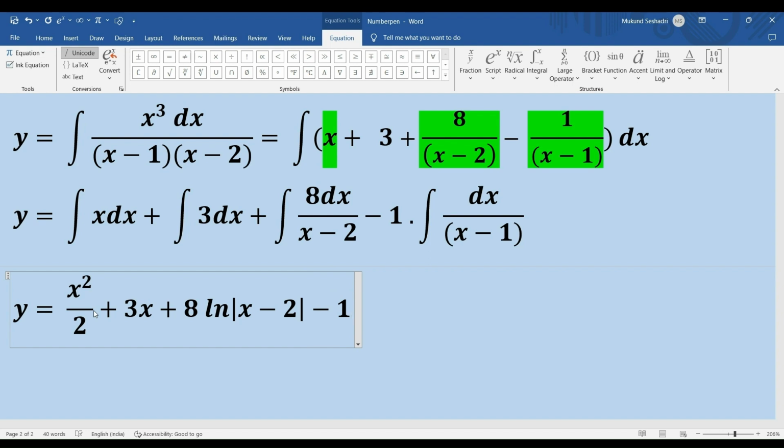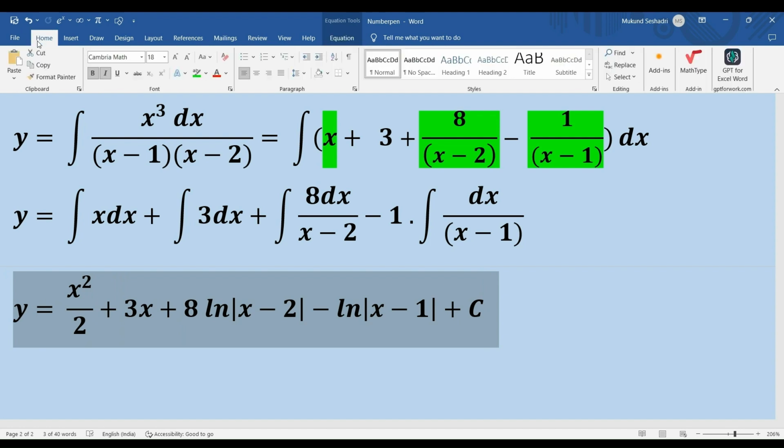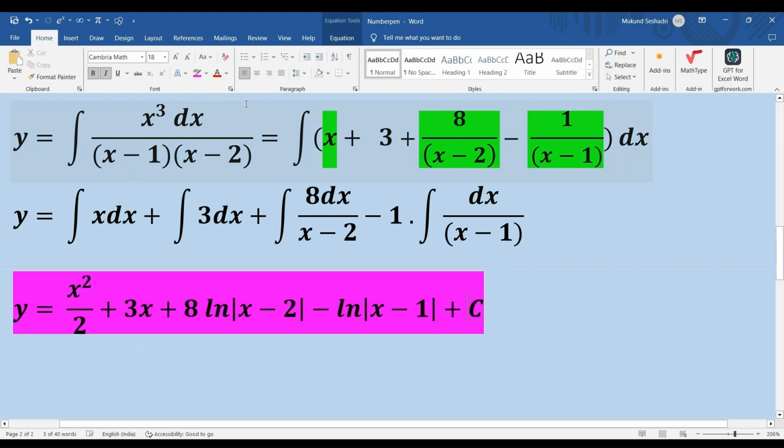And −1 times ln|x − 1| is nothing but −ln|x − 1| plus c. I add my constant towards the end because each one of these has individual constants. I combine all of them and represent it as one single constant, which is c, right? So there we are. My answer to this problem is y equals x²/2 + 3x + 8 ln|x − 2| − ln|x − 1| + c. Can I do any further simplification? The answer is no. So let's highlight our final answer in pink, and there we are.